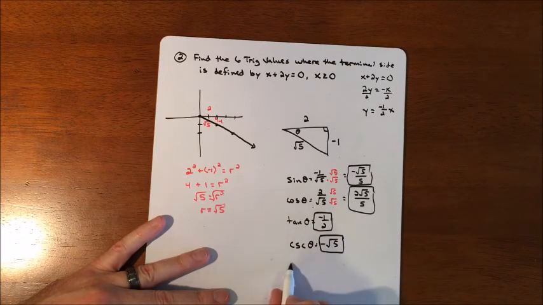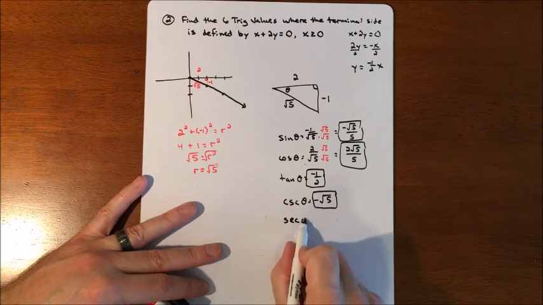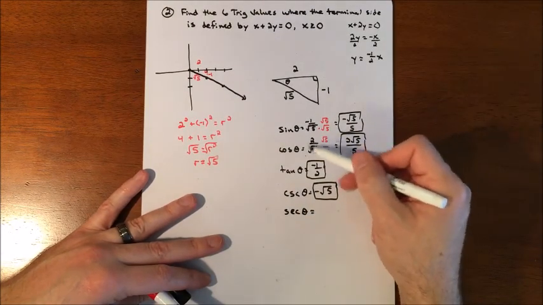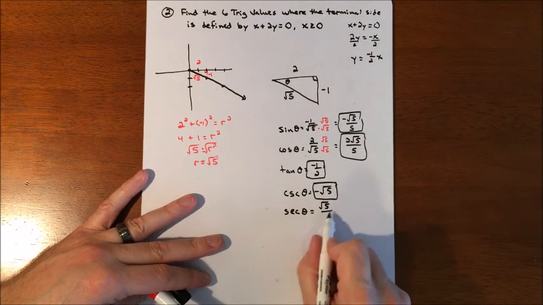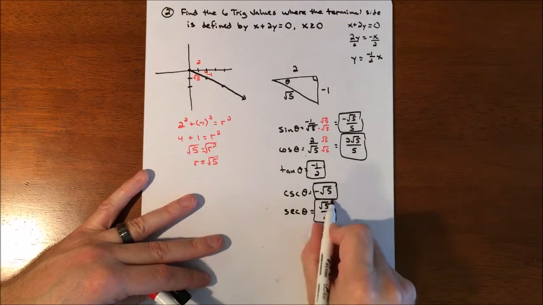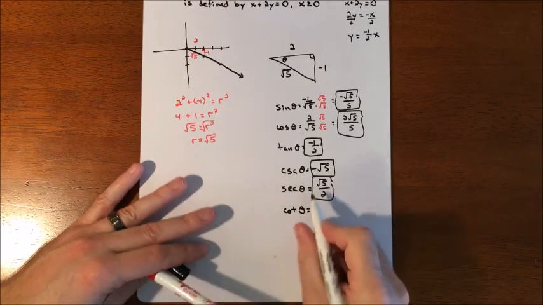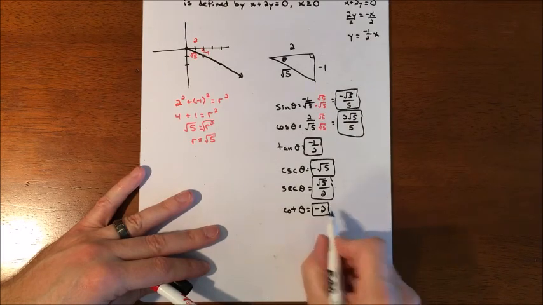And then same thing with cosine. Cosine is this, except this is easier to do the reciprocal of, so it's going to be root 5 over 2. And then cotangent. Cotangent's the reciprocal of -1/2, which makes -2.